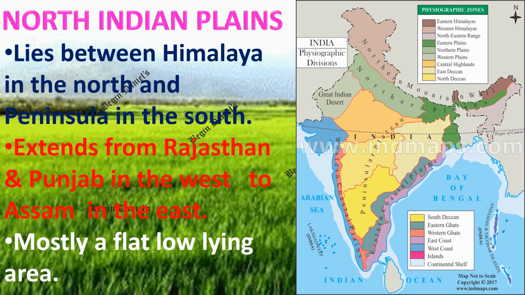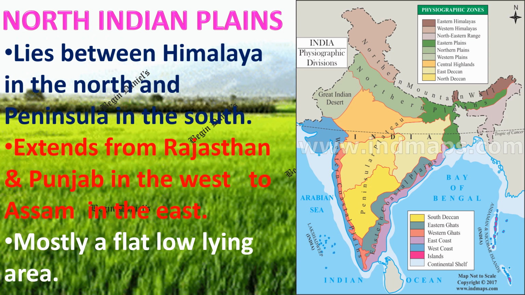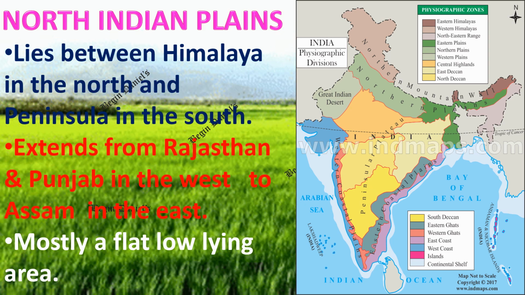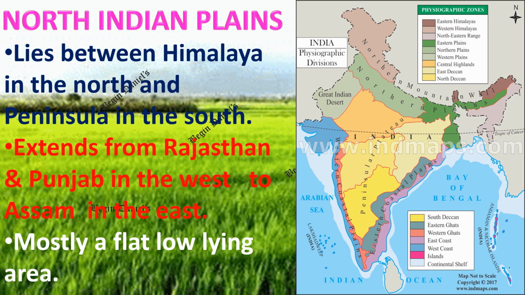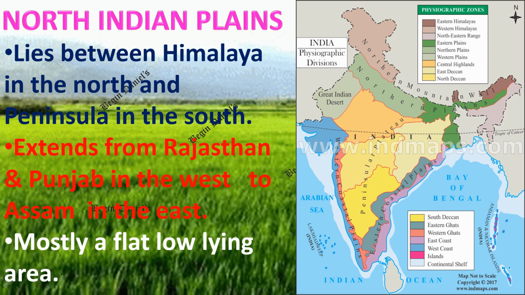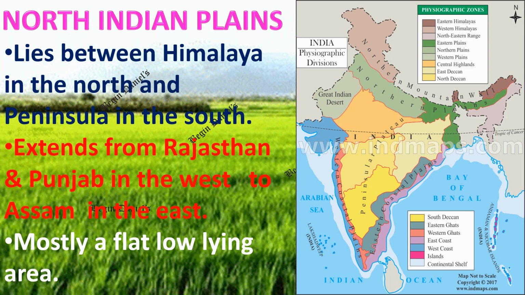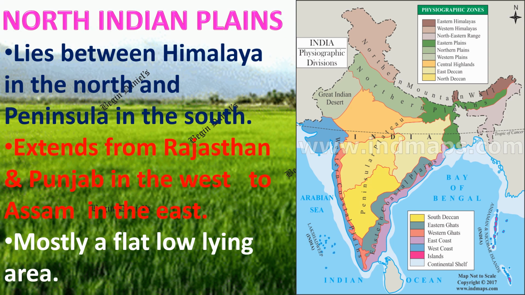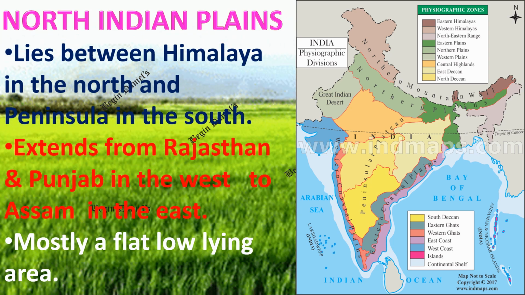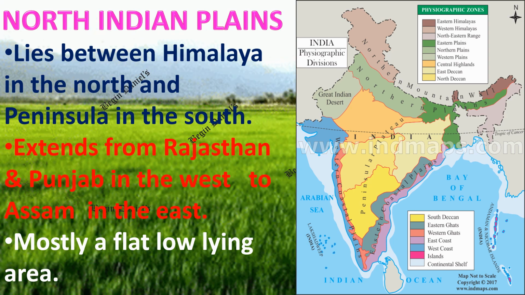To the south of Himalayan mountain range, we have North Indian Plains. This North Indian Plains lies between Himalayas in the north and the peninsula in the south. It extends from Rajasthan and Punjab in the western side to Assam in the eastern side. Mostly a flat, low-lying area.